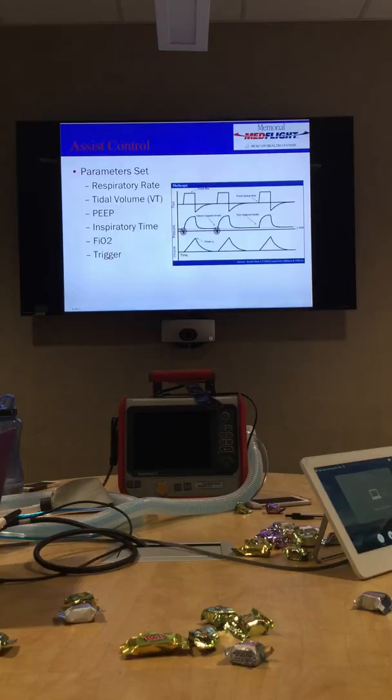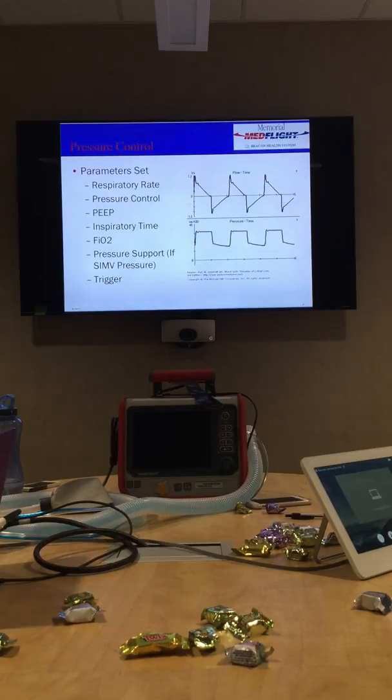So what is assist control? Well, in assist control, you're basically giving, for every patient breath, a set tidal volume. So your tidal volume is always the same. It doesn't matter what your patient compliance is, they're going to get that same tidal volume every single time. And the things that we can set on the parameters for assist control are respiratory rate, tidal volume, PEEP, we can set our I time, our FiO2, and the trigger.